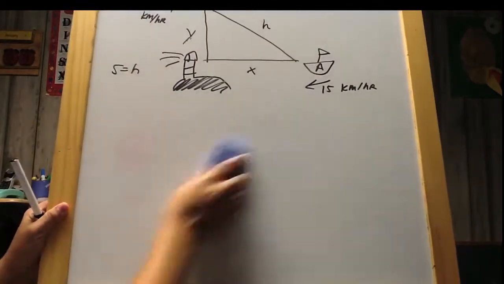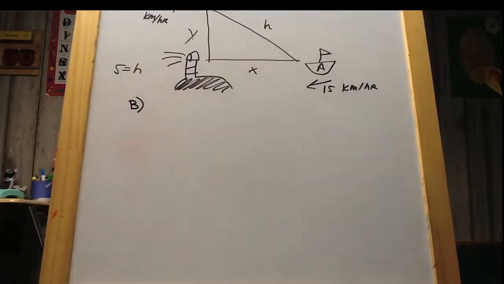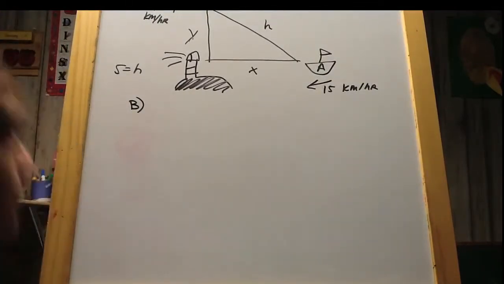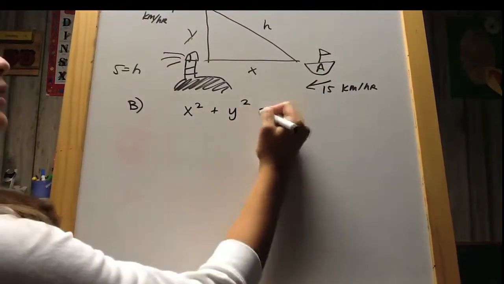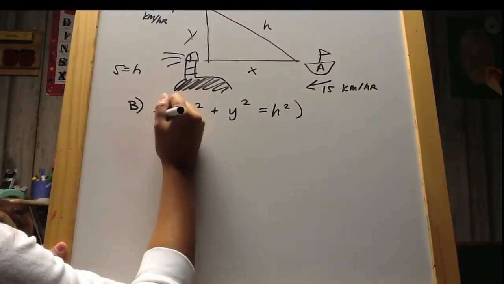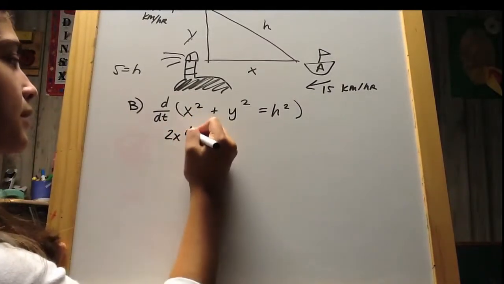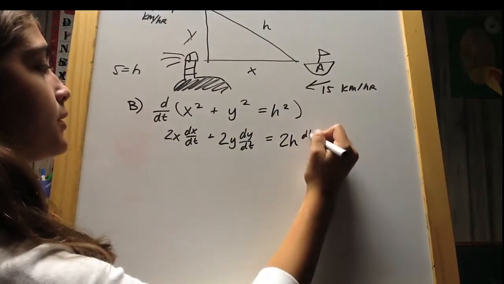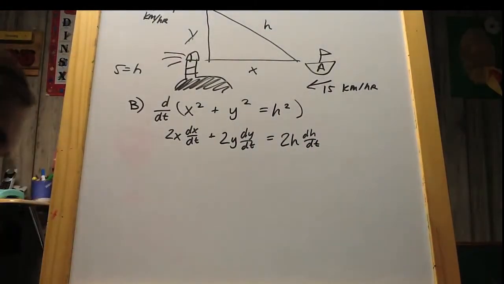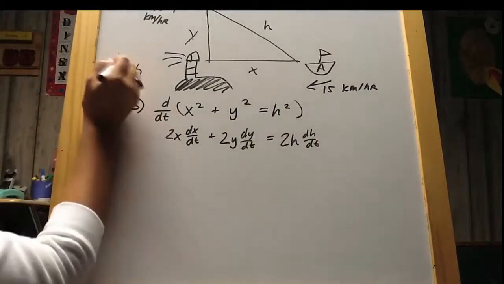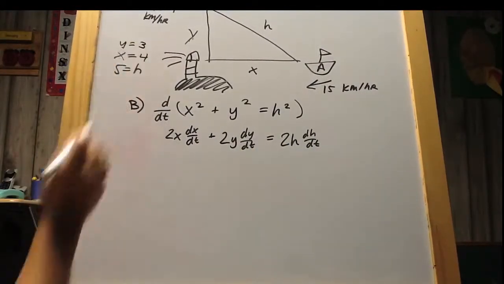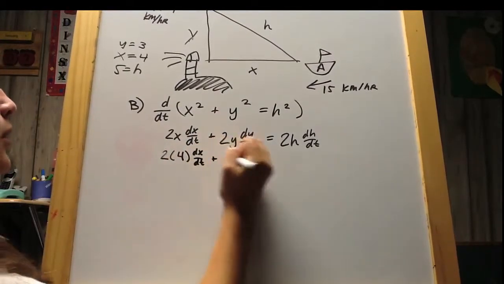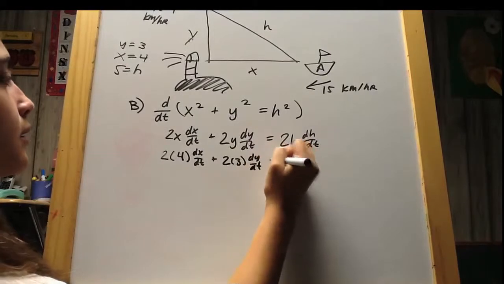Now part B asks that we find the rate of change in kilometers per hour of the distance between the two ships when x equals 4 and y equals 3. So our objective is to find the rate of change of h with respect to time. After we establish this, we use our Pythagorean equation to find the derivative. We end up with 2x dx dt plus 2y dy dt equals 2h dh dt. Remember to put the extra variables in respect to time. This implicit differentiation step makes sure that all of the variables can be solved with respect to time.